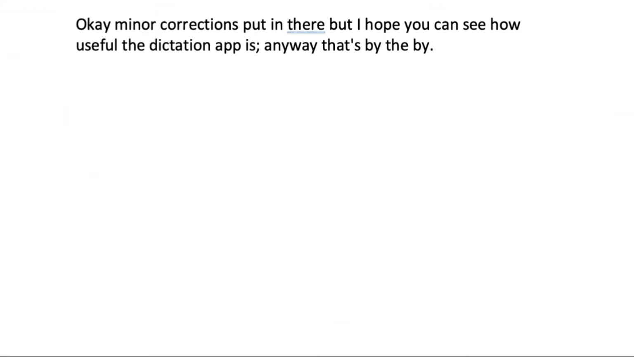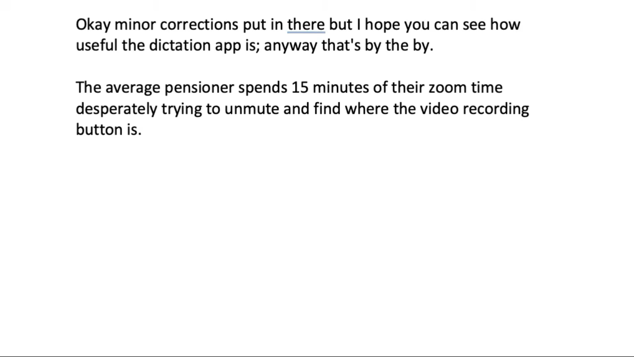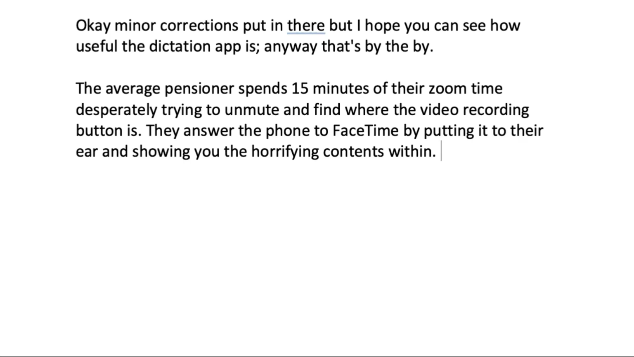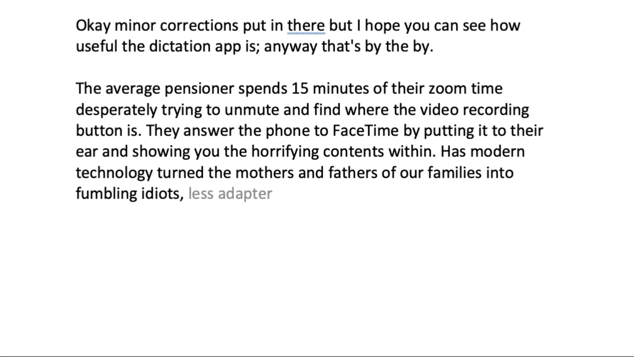The average pensioner spends 15 minutes of their Zoom time desperately trying to unmute and find where the video recording button is. Full stop. They answer the phone to FaceTime by putting it to their ear and showing you the horrifying contents within. Full stop. Has modern technology turned the mothers and fathers of our families into fumbling idiots, less adept at modern life than a 4-year-old toddler?